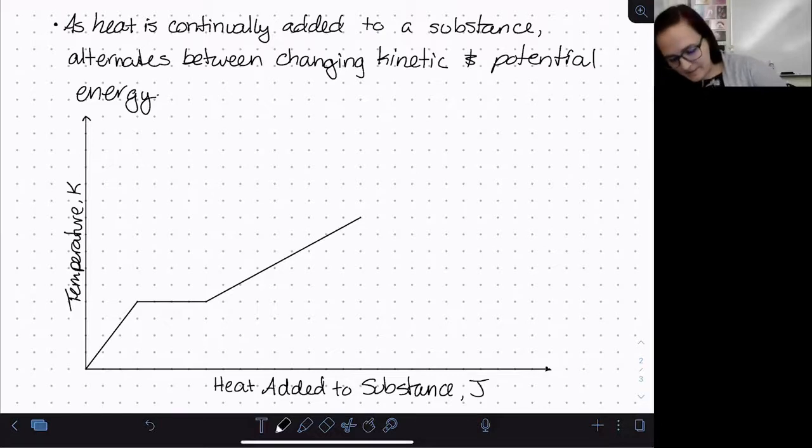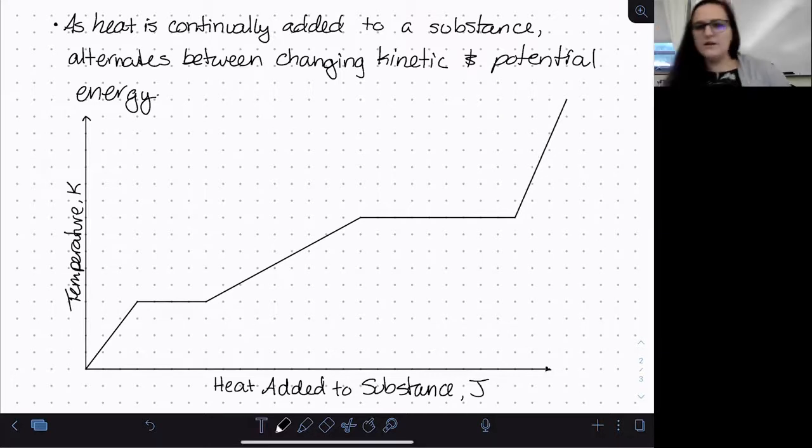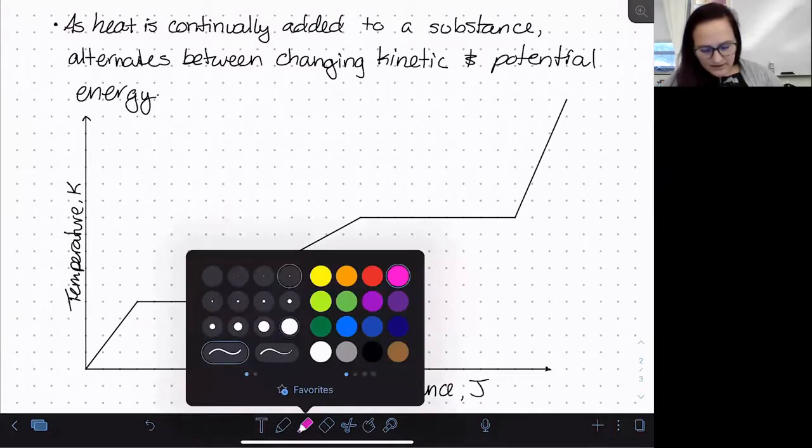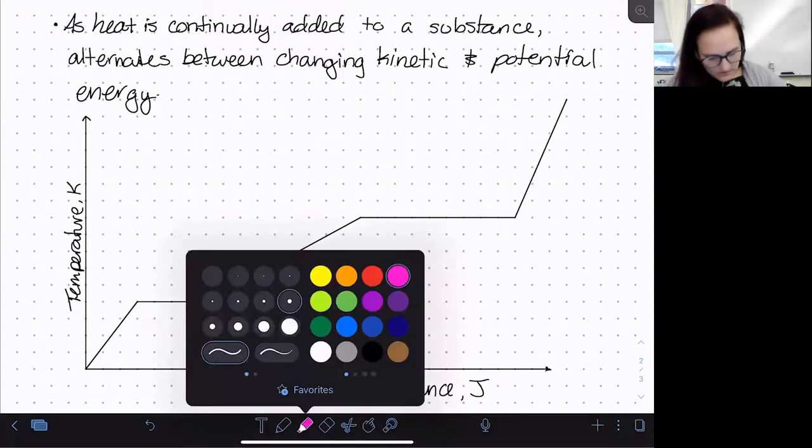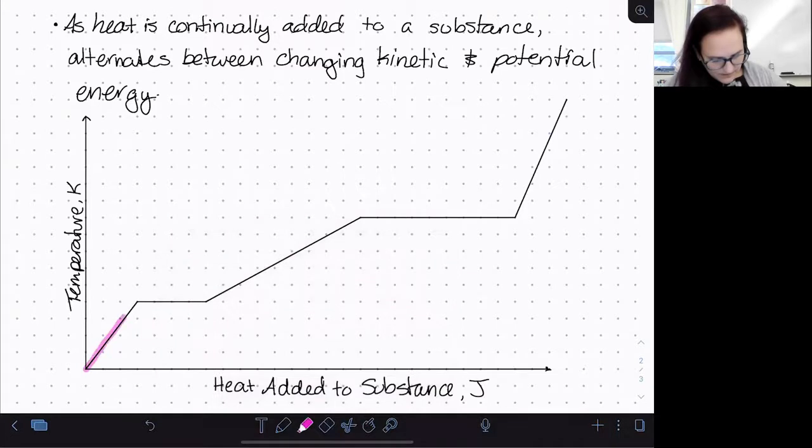Until it reaches some point where our temperature stays constant, even though we're continually adding heat. And then it increases some more. So if we just kept adding heat and kept adding heat, we would see a line that has 5 different segments to it. So we have, let's make this bigger, this first area here where our temperature is increasing as we're adding heat.